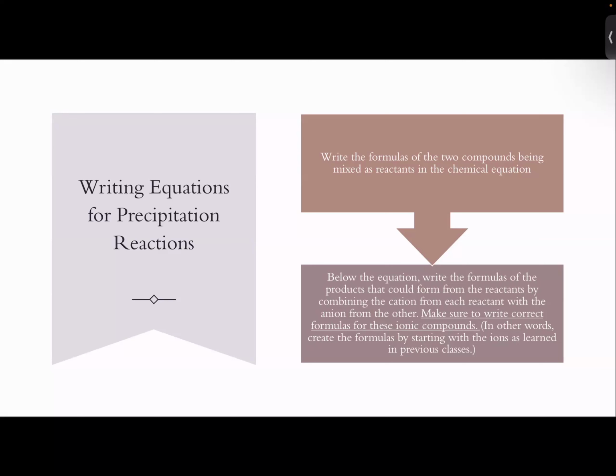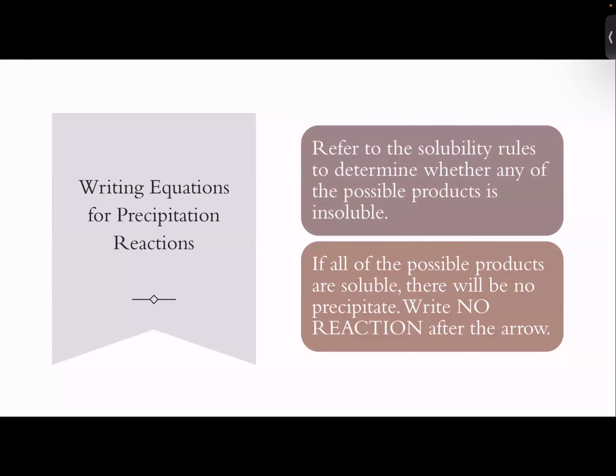So we're going to allow the reactants to combine to form 2 new products. We're going to obtain these products through a double displacement reaction, where we swap the cation partners or the anion partner. Once we have created the formulas for the reactants and the products, we are then going to apply the solubility rules to the reaction to determine whether any of the products formed were a solid.